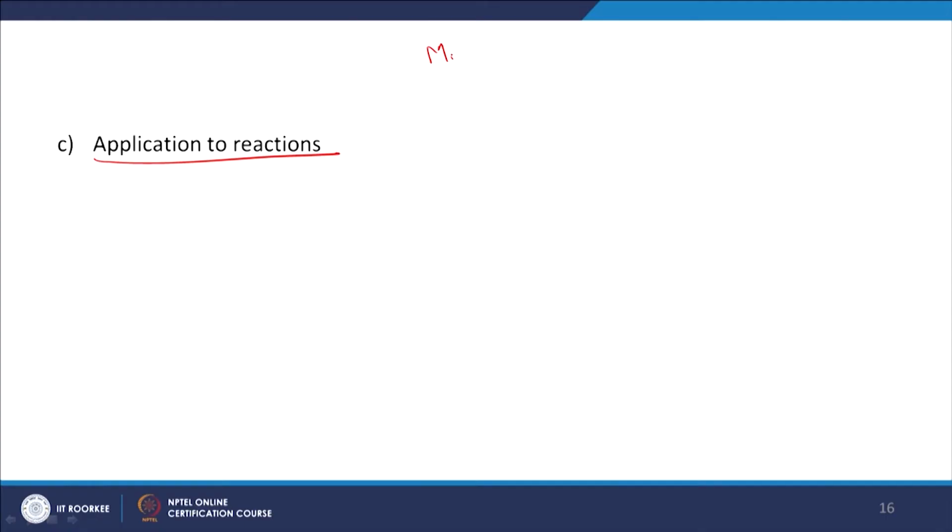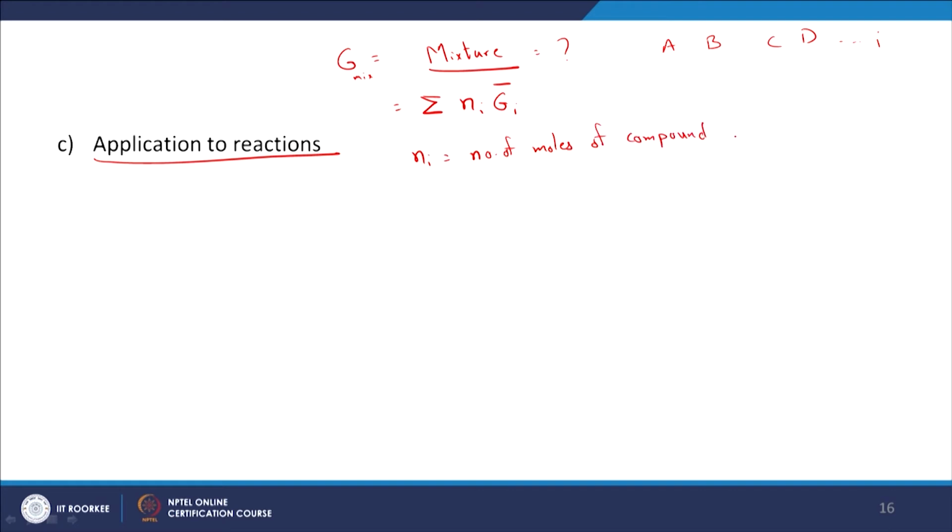Before we go further, though, obviously we need to look at what's the Gibbs energy of a mixture, right? Here keep in mind we are not talking about change, we are just talking about the Gibbs energy of a mixture. How do I calculate that? Let's say in the mixture I have compounds A, B, C, D and so on, I number of compounds. That can be calculated by the summation of Ni Gi bar, where Ni is the number of moles of compound I, right?